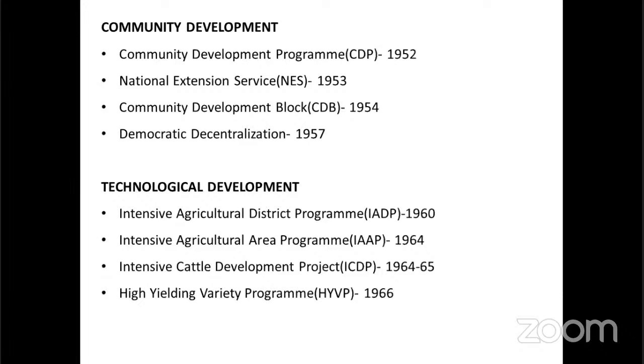Next program is the Intensive Cattle Development Project, ICDP. As the name says, cattle development focused on milk production, to increase the milk production for the people. So the Intensive Cattle Development Project came in 1964 to 1965.